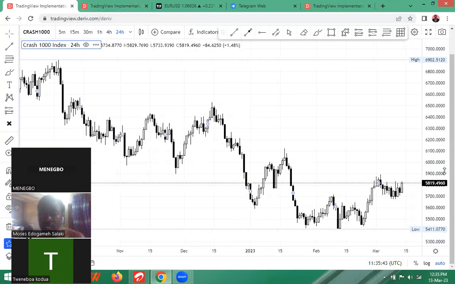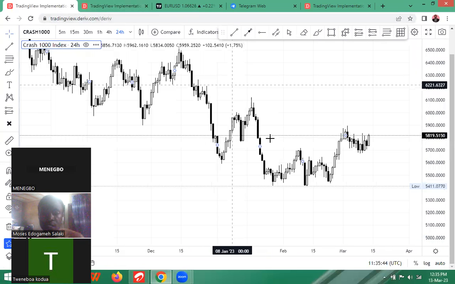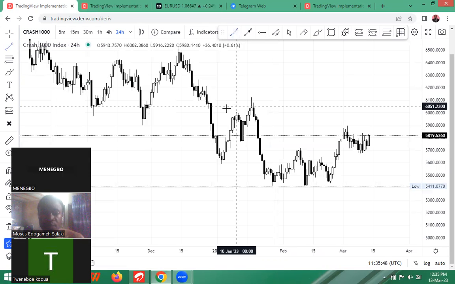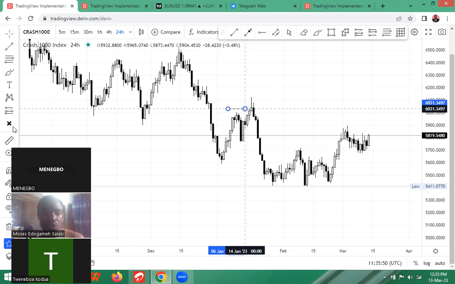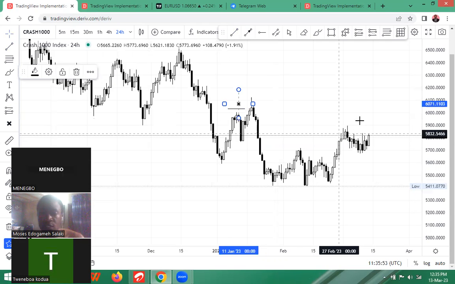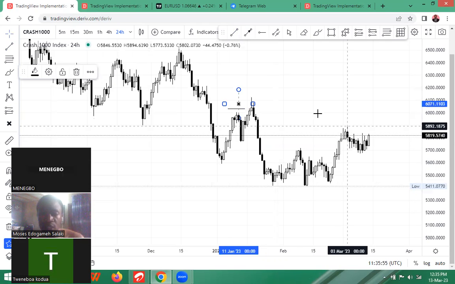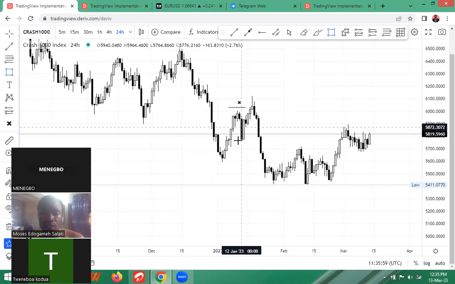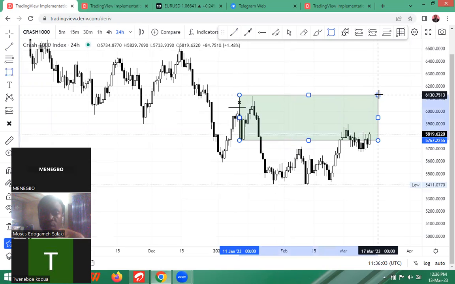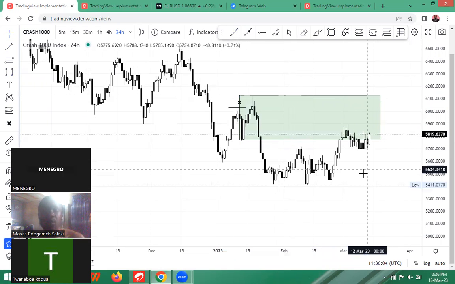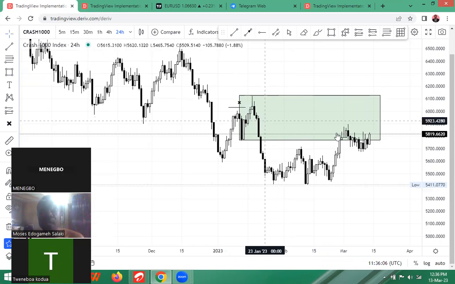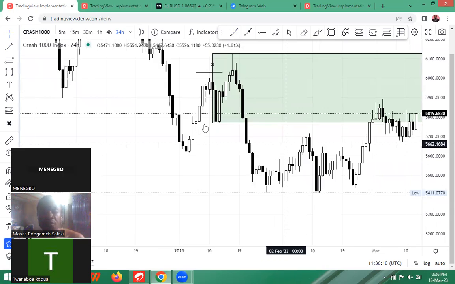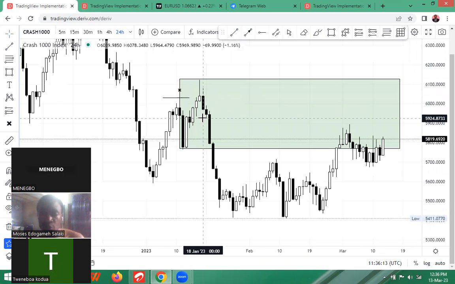Price has not taken out all of this. This move is still here. So I'm expecting that price should take out this high as liquidity, and then we come into all of this. But I'm seeing some imbalance here yet to be filled. So I'm expecting price to fill this imbalance, distribute, and then go down.